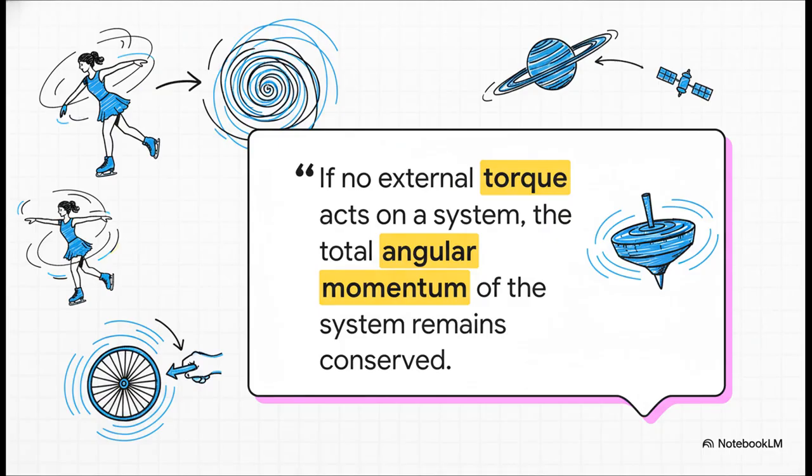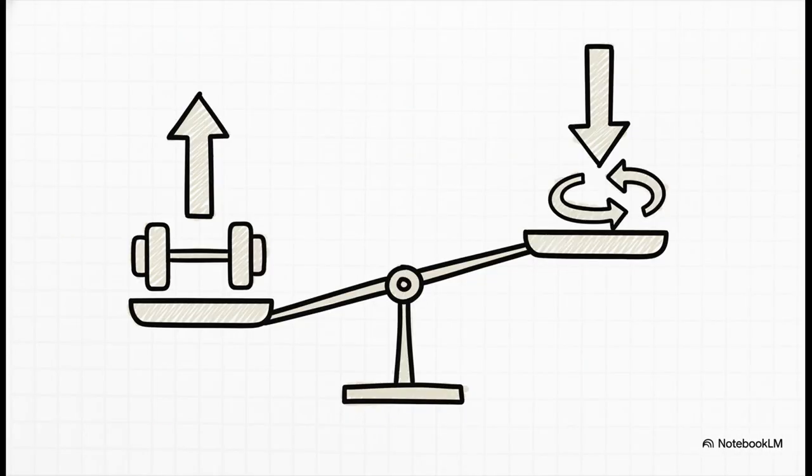And all it says is this: if you're not adding any outside twist, any torque, then the total amount of spin in a system has to stay exactly the same. It can't just appear or disappear. It's conserved. So what does that mean for our equation? It means that L, the total spin, has to stay constant, which means that I and omega are locked together in this delicate little dance. If one of them goes down, the other one has to go up to keep the total the same.